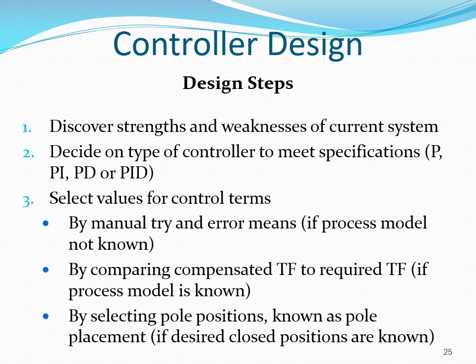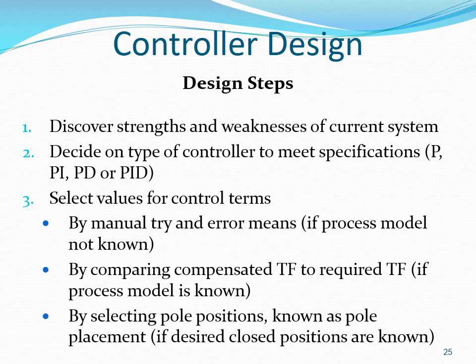The steps that can be followed when designing a controller are: 1. Discover the strengths and weaknesses of the current system. This step will give you the specifications that are required to be met by the system. 2. Decide on the type of the controller that is required to meet the specifications. This is basically selecting between P, PI, PD, and PID controllers. 3. Select values for the control terms.